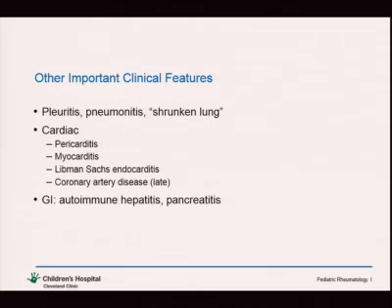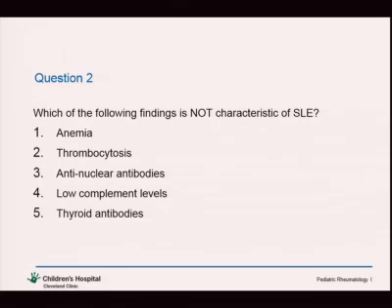From a cardiac manifestation, different things can happen, but focus on whether there is pericarditis, myocarditis, or Libman-Sacks endocarditis. Not common, but that tends to affect the mitral valve. And then patients with lupus are predisposed to coronary artery disease, which typically doesn't occur in the childhood age group. Patients with lupus can get autoimmune hepatitis and pancreatitis, not part of the lupus criteria, but it certainly occurs. So which of the following findings is not characteristic of lupus?